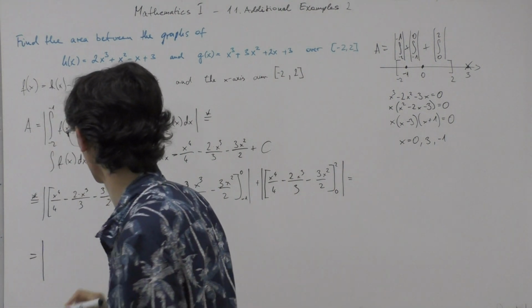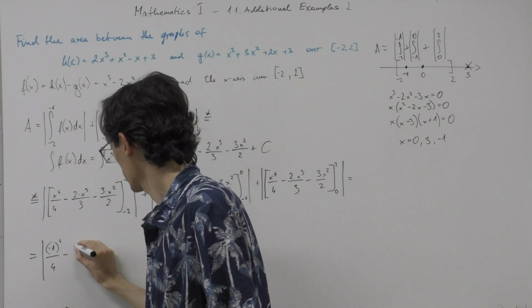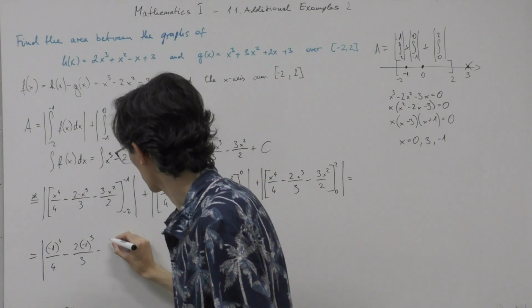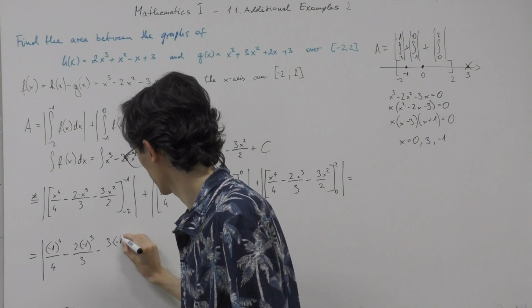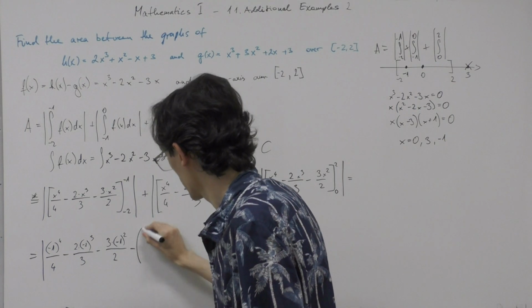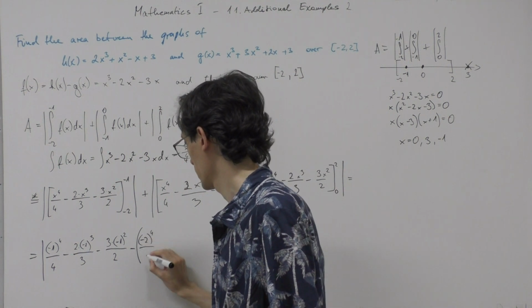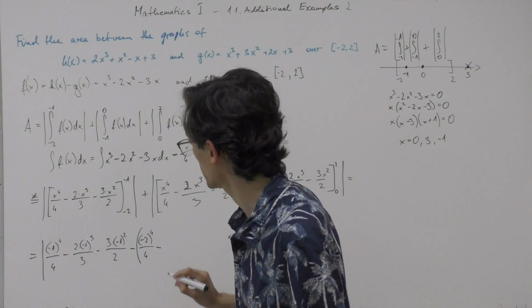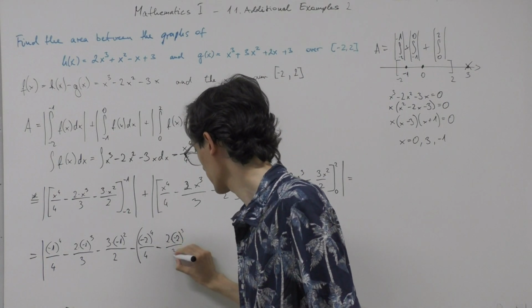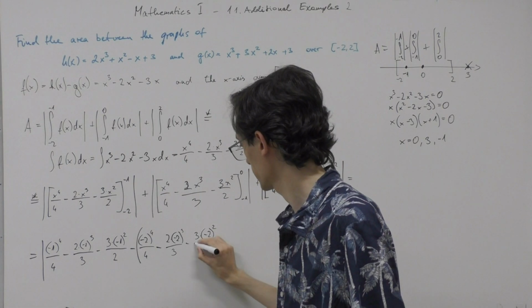So we have the absolute value of -1 to the 4th power over 4 minus 2 times -1 to the 3rd power over 3 minus 3 times -1 squared over 2, minus, open parentheses, and we have -2 to the 4th power over 4 minus 2 times -2 cubed over 3 minus 3 times -2 squared over 2.